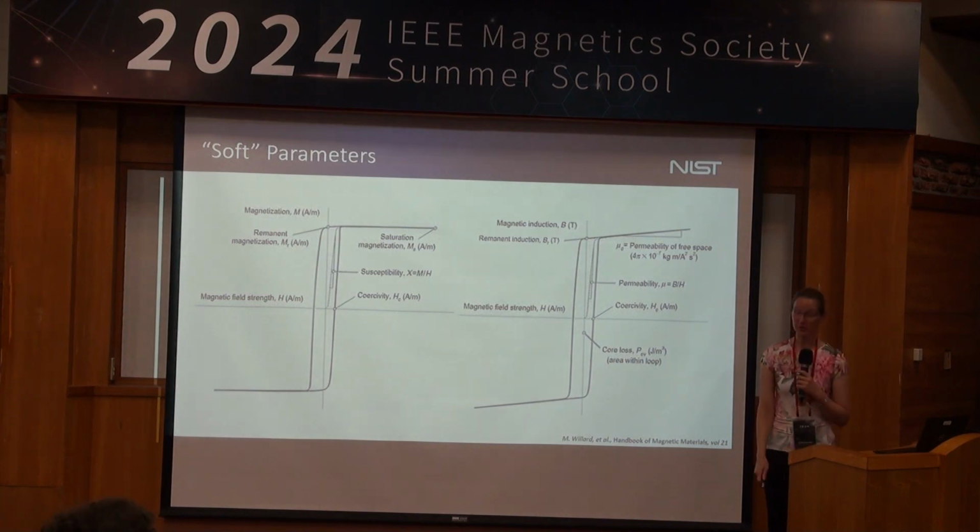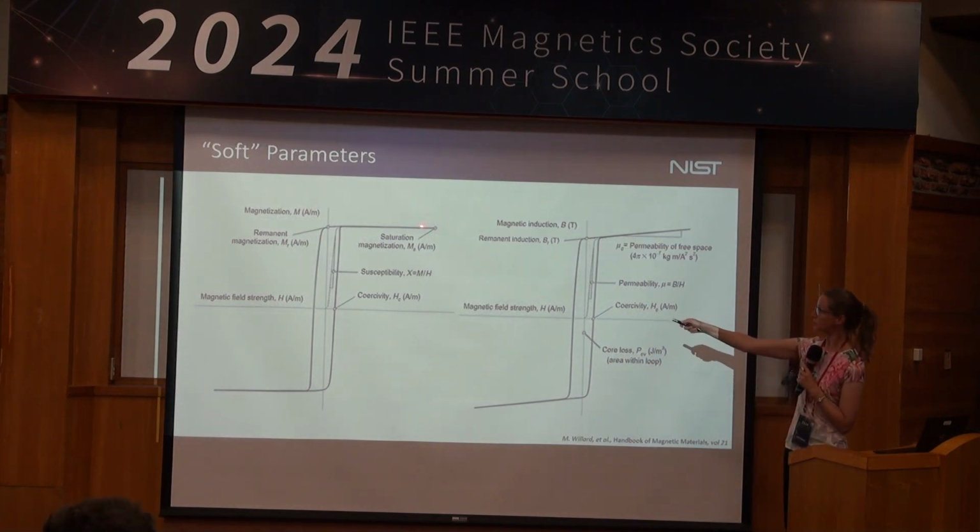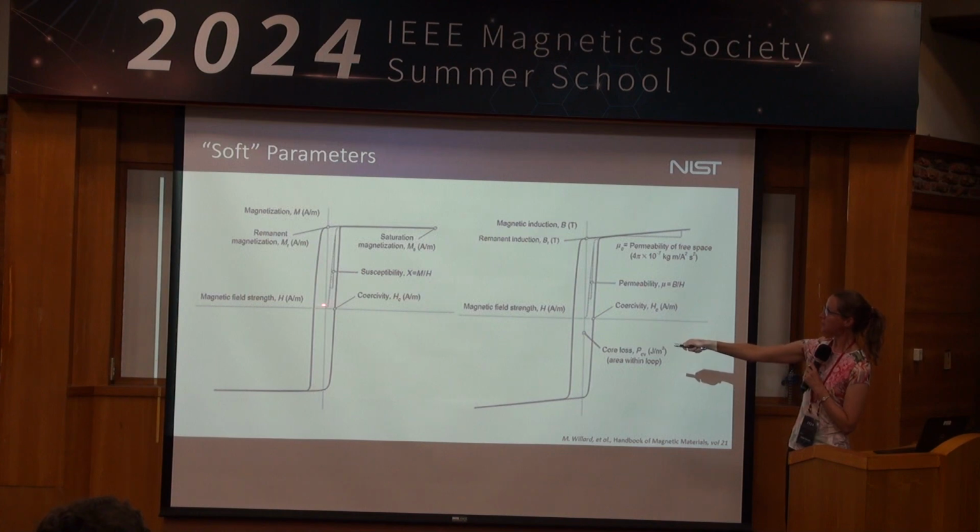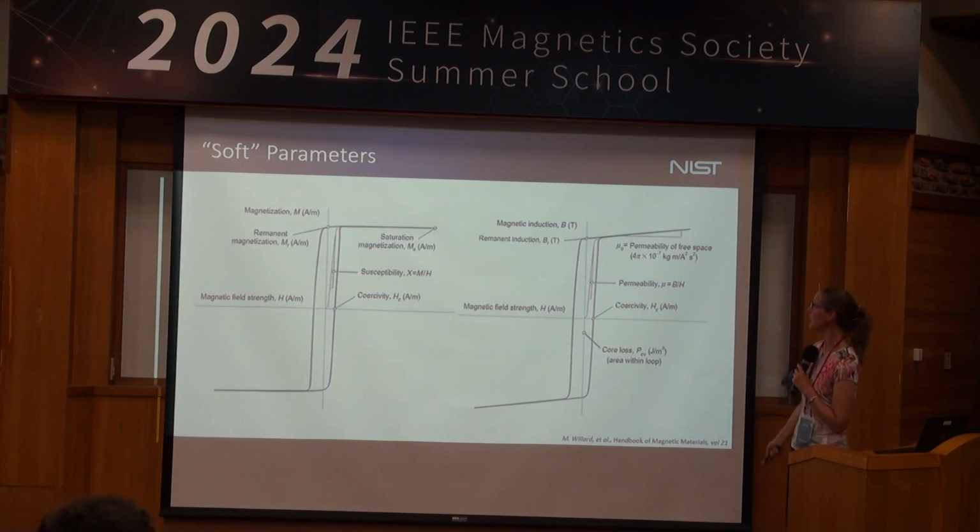For soft materials, again, what you worry about is you want a very large saturation magnetization, and you want your coercivity generally to be as small as possible. The other thing you care about is the permeability. In M versus H, this is susceptibility. In B versus H, this is permeability. Coercivity is, of course, extrinsic, as is the permeability. They're going to depend on the processing and the materials.